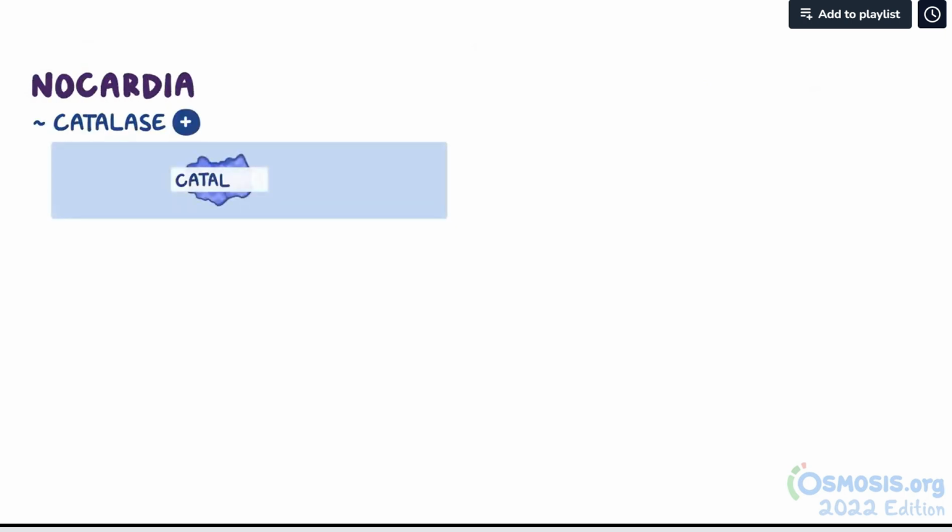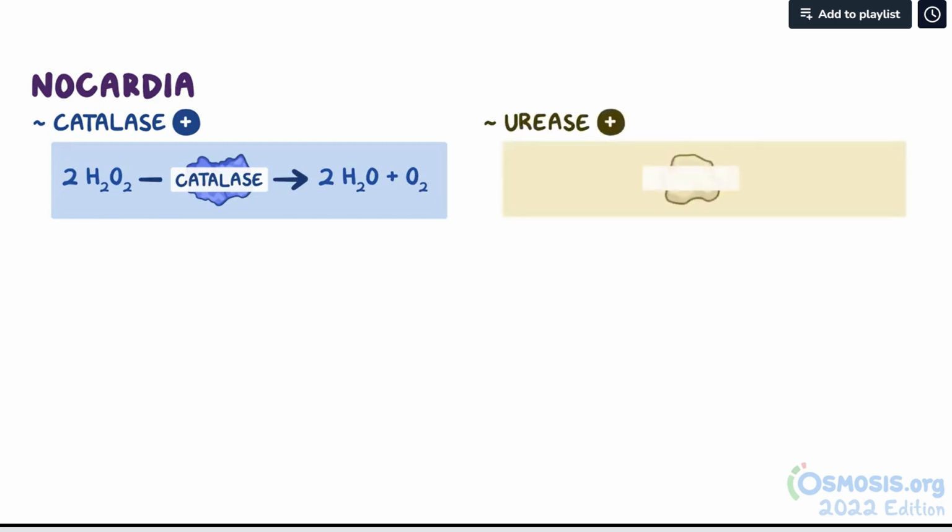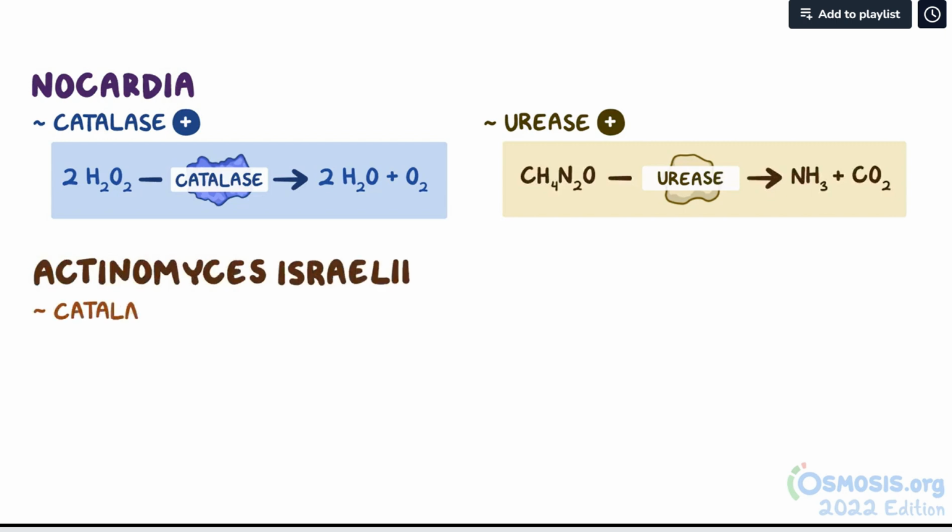Another difference is that Nocardia is catalase positive, so it makes an enzyme called catalase, which converts hydrogen peroxide to water and oxygen, and also urease positive, which means that it produces an enzyme called urease that can break urea into ammonia and carbon dioxide, whereas A. israelii is catalase and urease negative.